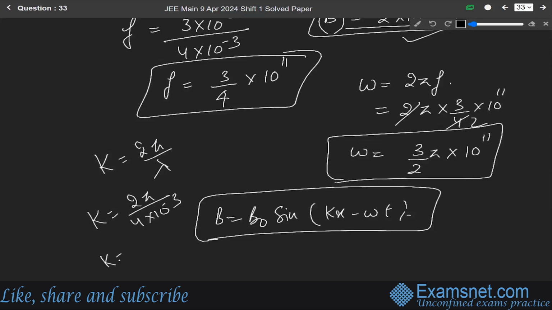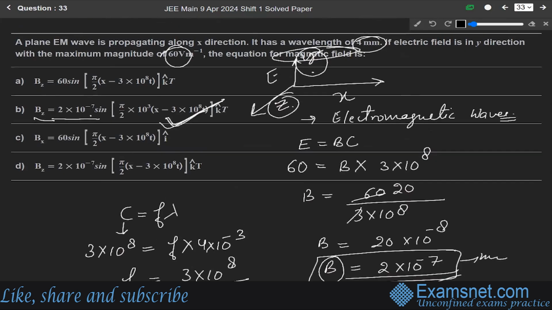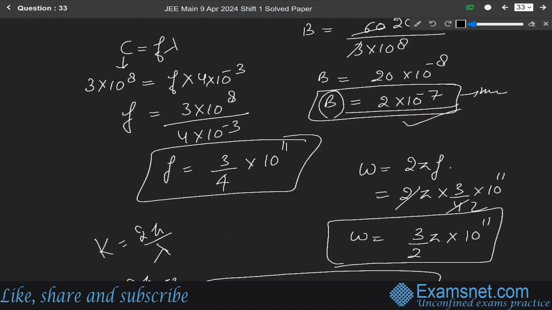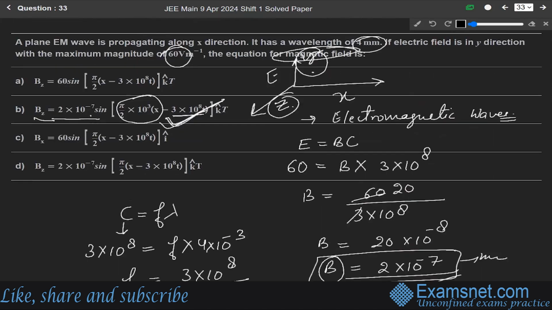So k equals pi by 2 into 10 to the power 3. So pi by 2 into 10 to the power 3, this is kx minus omega t. So omega is this 3 by 2 pi into 10 to the power 11. So 8 plus 3 is also 11, and 3 pi by 2. Yeah, so the correct answer is option B.